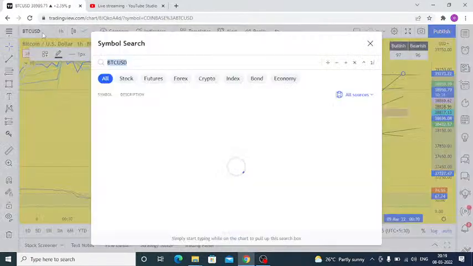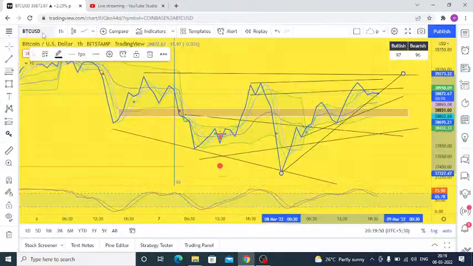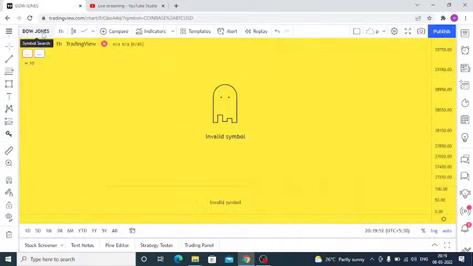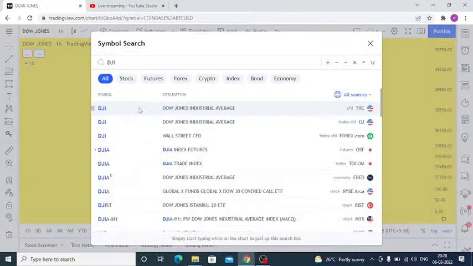Till then we see Dow Jones for now. Okay, so invalid symbol, great. It gave Dow Jones, it is valid, and when I'm typing it, it is invalid. Great, I'll go for DJI.